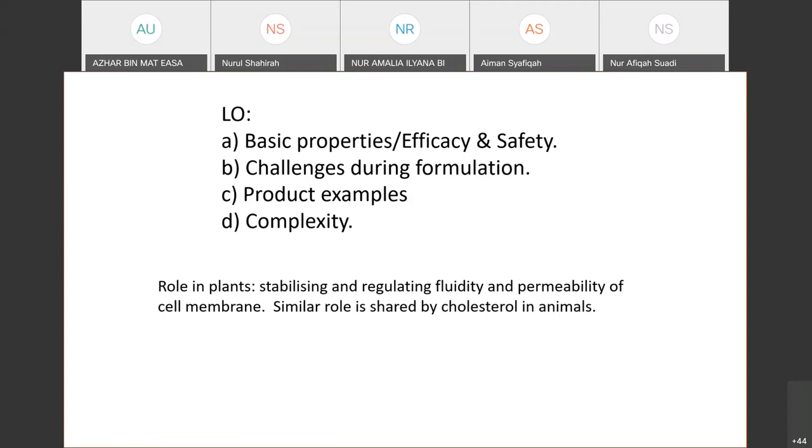Phytosterol is more complicated. Okay, role in plants: stabilizing, regulating fluidity and permeability of the cell membrane. That was described in the beginning. Similar role to cholesterol in animals.